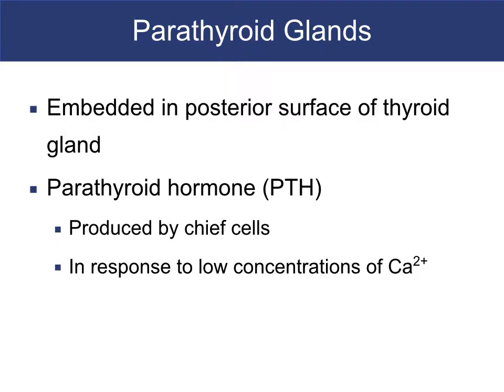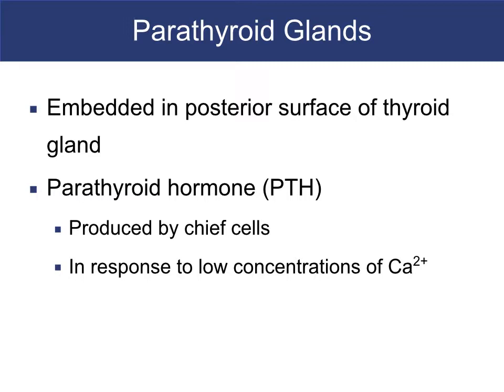Okay, that's it for the thyroid gland. Let's talk about the parathyroid glands. They're these little tiny things that are found on the posterior surface of the thyroid gland, embedded in it. They make PTH, parathyroid hormone, also called parathormone. The parathormone is made by the chief cells. The chief cells is easy to remember. That's just the chief kind of cell there is in the parathyroid gland.